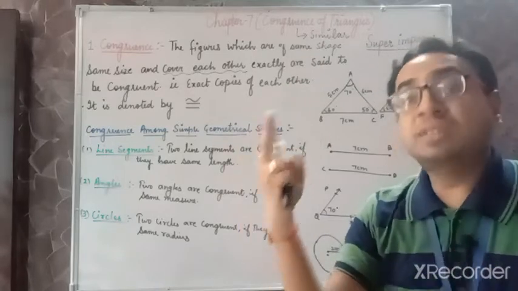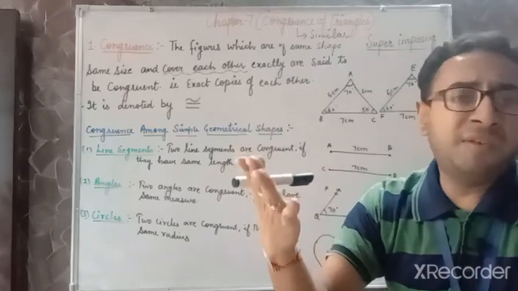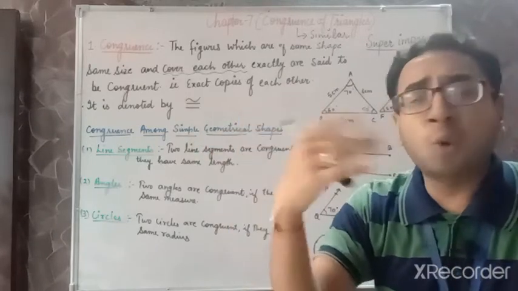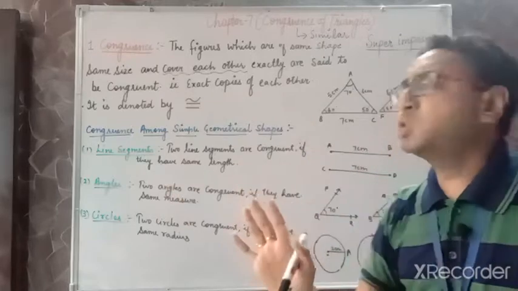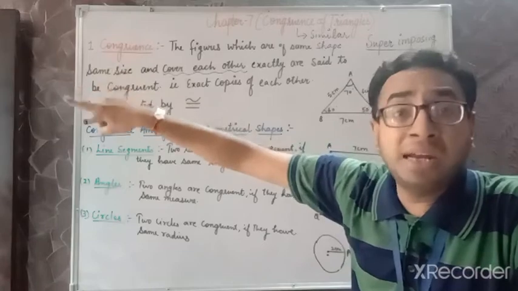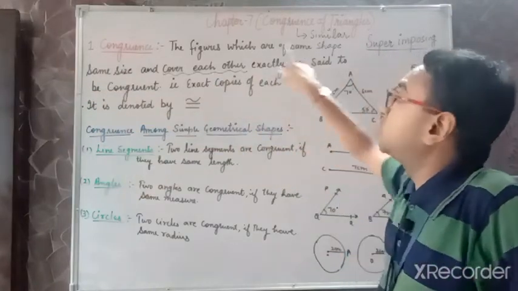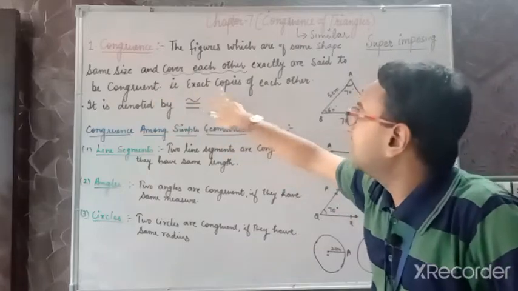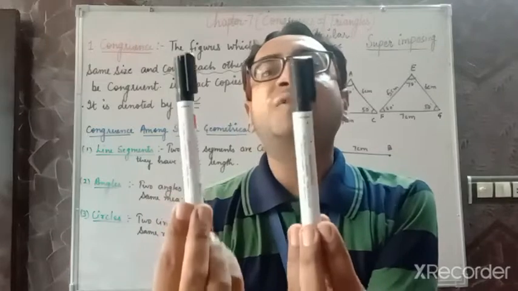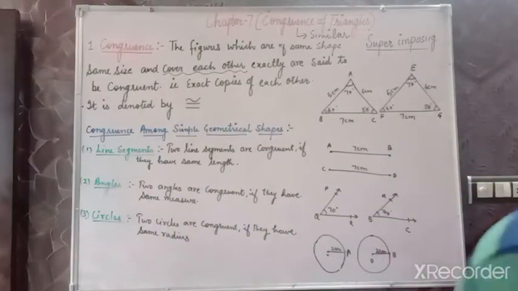When two objects are of the same shape, whether circle, rectangle, square, quadrilateral, any shape, and same size, meaning length, breadth, height, angle, whatever I'm talking about, and cover each other exactly, they are said to be congruent. That is, exact copies of each other. Yes or no? Let me take another example.